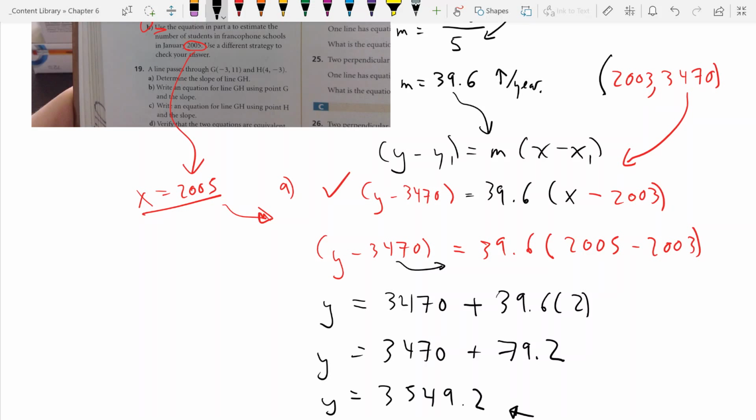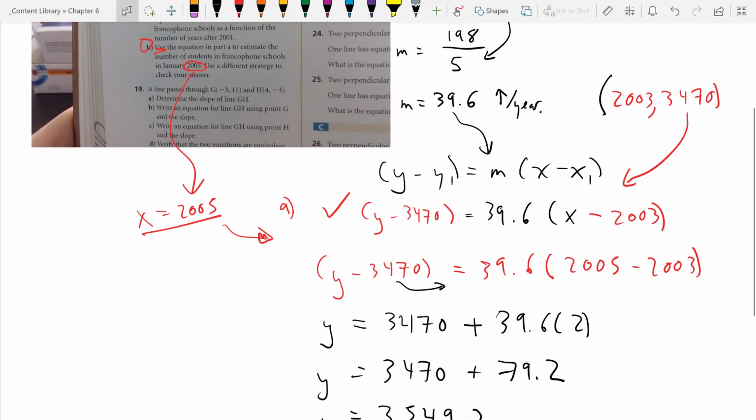3549.2, and then you can decide, you can't have 0.2 of a person, so I'd probably round that down to this many people will be the total population, because the question just asked how many people would be in the school, not how much it increased. So that's it. So you take the equation, you sub in a value that it gave you, rearrange and solve.